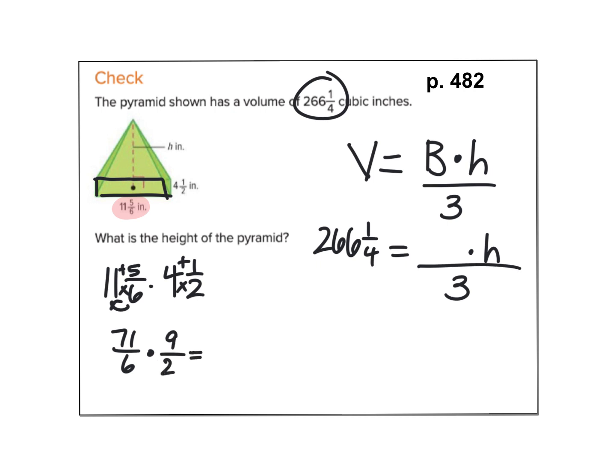Okay, now we can go ahead and just multiply straight across. That's one way to do it. You could simplify too, but let's just go straight across. I get 639 over 12. I mean, 6 times 2 is 12. Don't add it like I did.